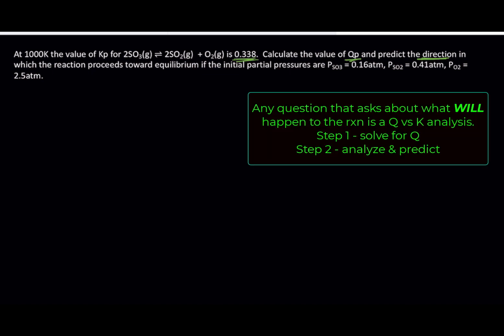So if we read this problem, it says at 1000 Kelvin, the value of Kp is this. So note that we are given a Kp. Calculate Qp and predict the direction that the reaction will proceed. Note that, kind of like in sophomore year when I said I'm not going to ask you this baby step question, the question could omit this part, calculate Qp, and just ask you to predict the direction.